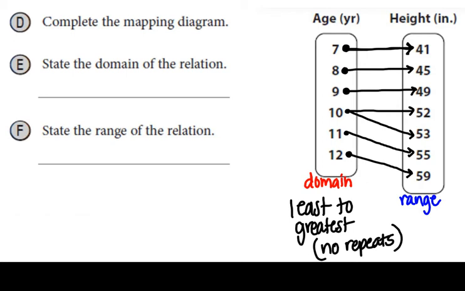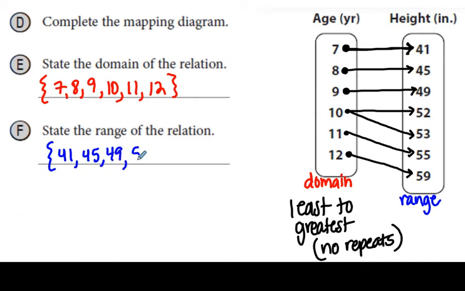The domain, again, we're going to list the numbers from least to greatest with no repeats, just like the mapping diagram. And the range, least to greatest, no repeats, 41, 45, 49, 52, 53, 55, and 59.